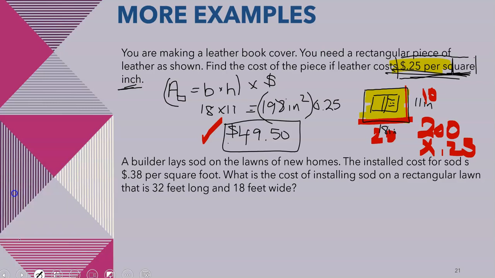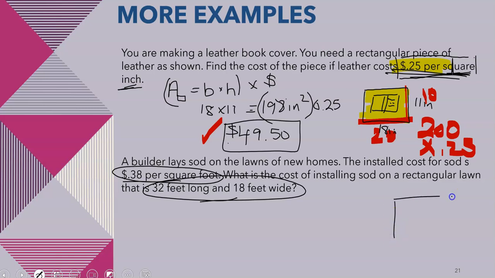Let's go to number 2. We have a builder that lays sod on the lawns of new homes. Installed cost for sod is 38 cents per square foot. What's the cost of installing sod on a rectangular lawn that is 32 feet by 18 feet? Again, when you can, draw it out. So let's start understanding this.